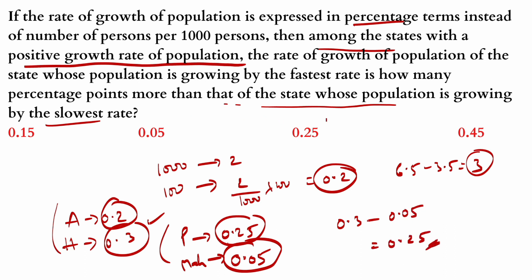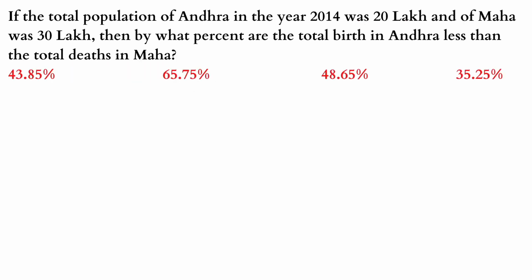0.25. So 0.25 is our answer. If the total population of Andhra in the year 2014 was 20 lakhs and that of Maha was 30 lakhs, then by what percent are the total births in Andhra less than the total deaths in Maha? Okay. So in 2014, 20 lakhs was the population given for Andhra, whereas 30 lakhs for Maha.